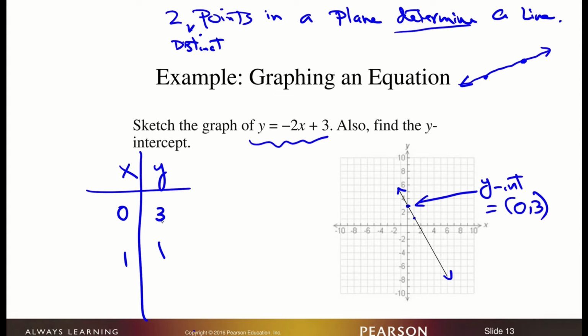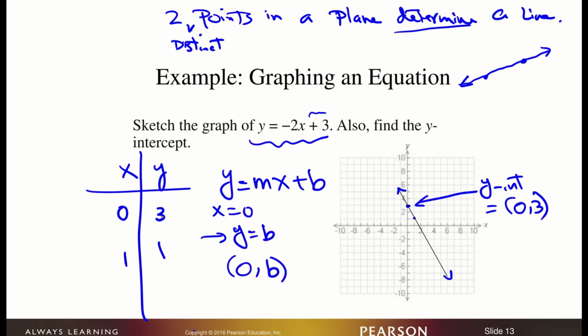And you're going to always realize this will always happen, because whenever we have y equals mx plus b, that's a very generic equation for a line, right? Notice that whenever x is 0, m times 0 is going to be 0. So when x is 0, we're always going to get y equals b, right? So (0, b) is always going to be the y-intercept of a line determined using an equation of this form.